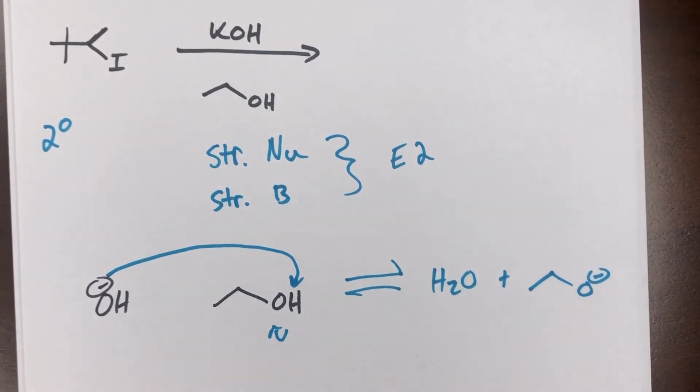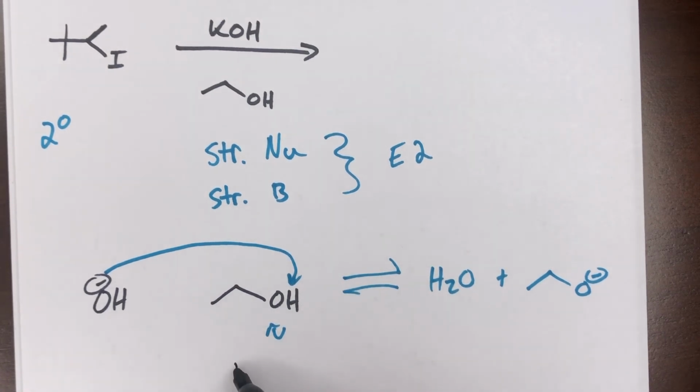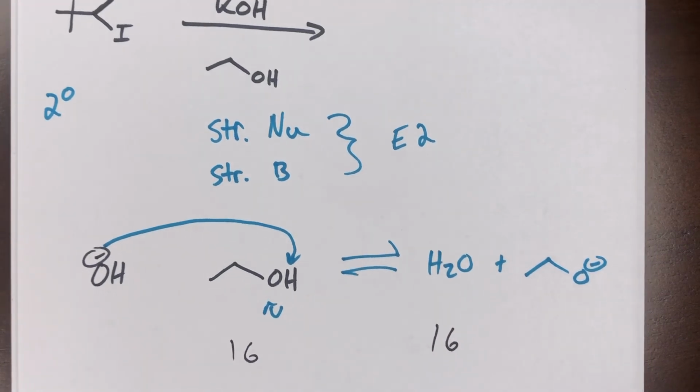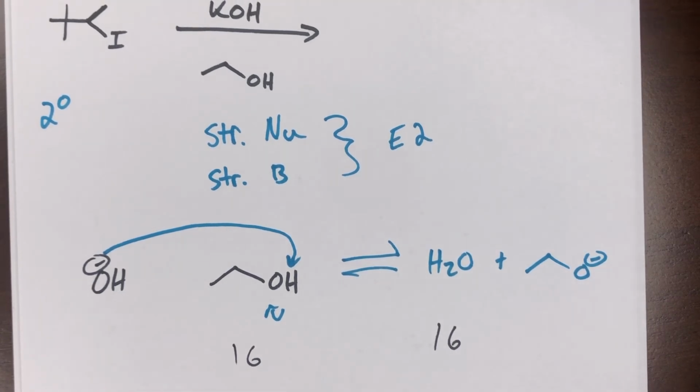So in this case, this is an extremely balanced equilibrium, because the pKa of alcohols is about 16, pKa of water is about 16. So this is basically an even shift. So it's difficult to say whether the hydroxide or the alkoxide is going to be predominant in solution, but in either case, they're both going to function as a base. So this is still going to be E2.